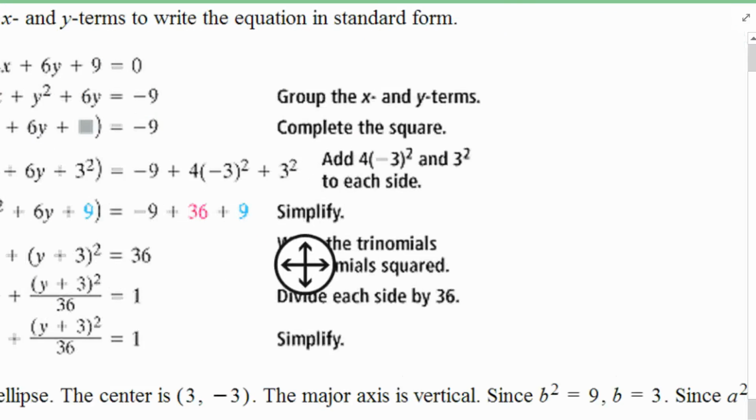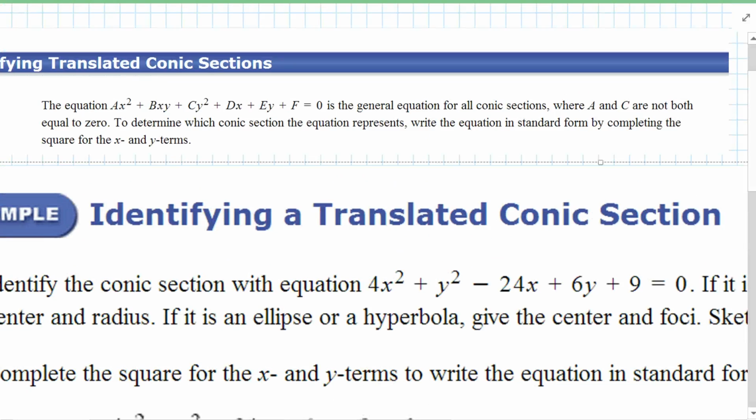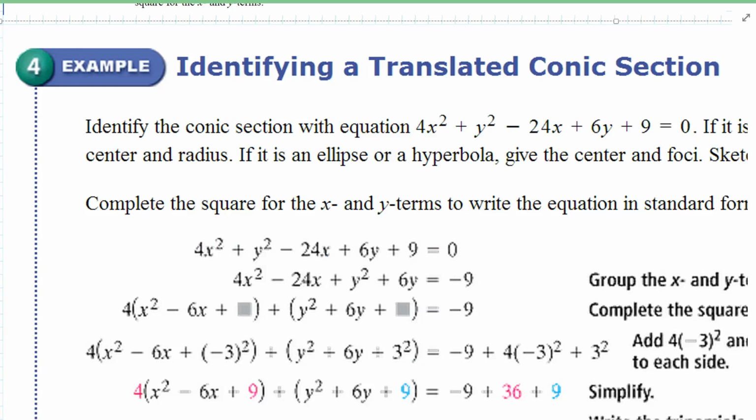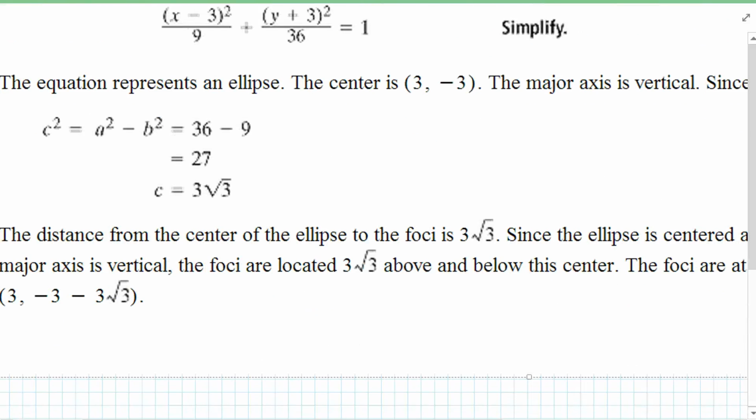This is where it gets a little tedious. Identifying translated conic sections. The equation ax squared plus bxy plus cy squared plus dx plus ey plus f is a general equation for all conic sections where a and c are not both equal to 0. To determine which conic section the equation represents, you have to get the equation in standard form, usually by completing the square for the x and y values. So identify the translated conic section. You have the example in your notes, but let's write this out and do it ourselves.